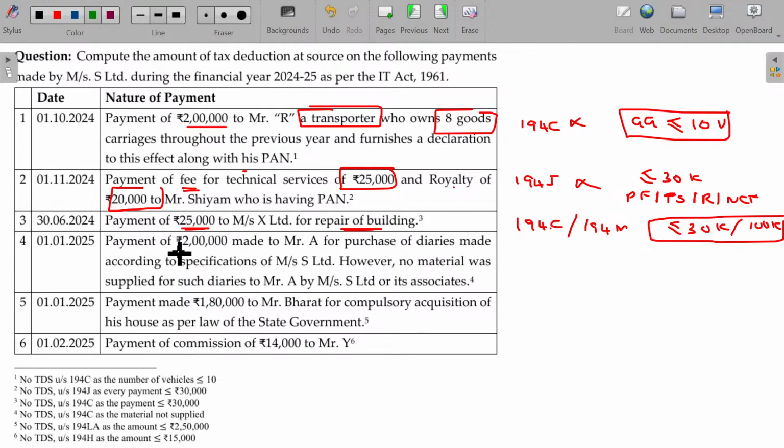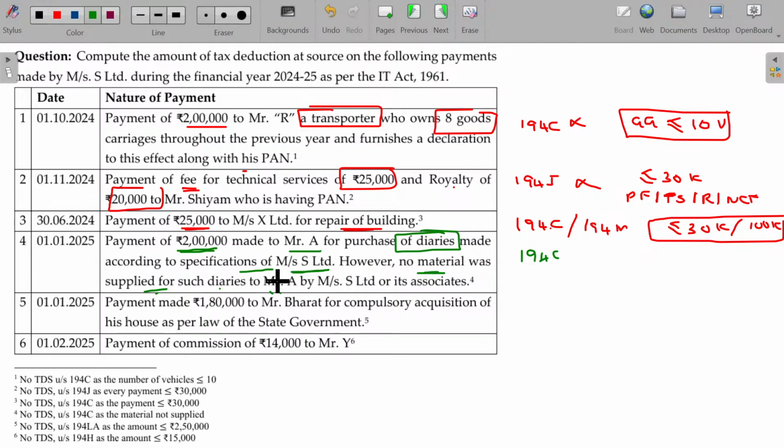Fourth one, payment of 2 lakhs made to Mr. A for purchase of diaries. Already told you, no perquisites. Made according to the specification of Mrs. S Limited. However, no material was supplied. Then it's a job contract. So 194C will be applicable here. Job contract, okay, job charges. Here, no material was supplied for such diaries to Mr. A.